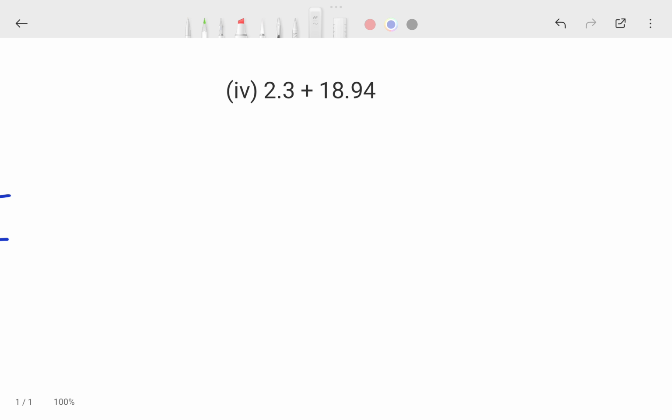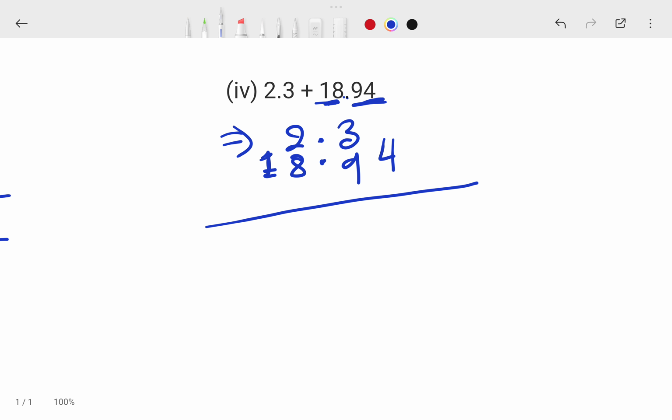Okay, now let's see this question. This question is also simple. This is 2, this is the point, this is 3. After that, this one, the point is there, write the point in the middle. Okay, after that, 18 is there, so write 8, 1. If there is no number, don't worry, just write 8 and 1. Okay, this is 94. Here it is 9, here it is 4. Now there is no number, so just write 4 here.